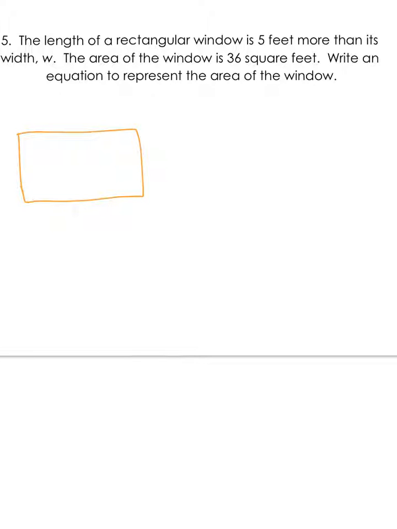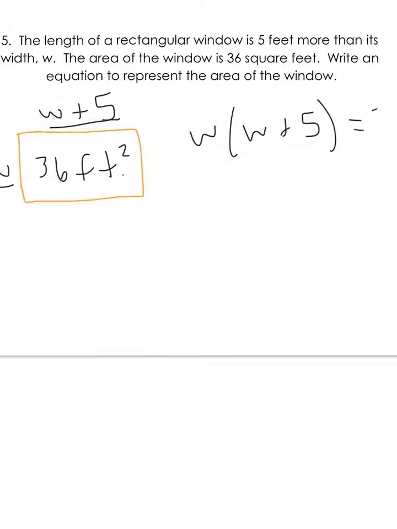So if I know one side is W, the other side is 5 feet more. So that's going to be W plus 5. Now I know that the area of that window is 36 square feet. So what I can do is take my length times width and set that equal to 36. So W times W plus 5 equals 36. And then I can simplify this a bit and get W squared plus 5W equals 36.